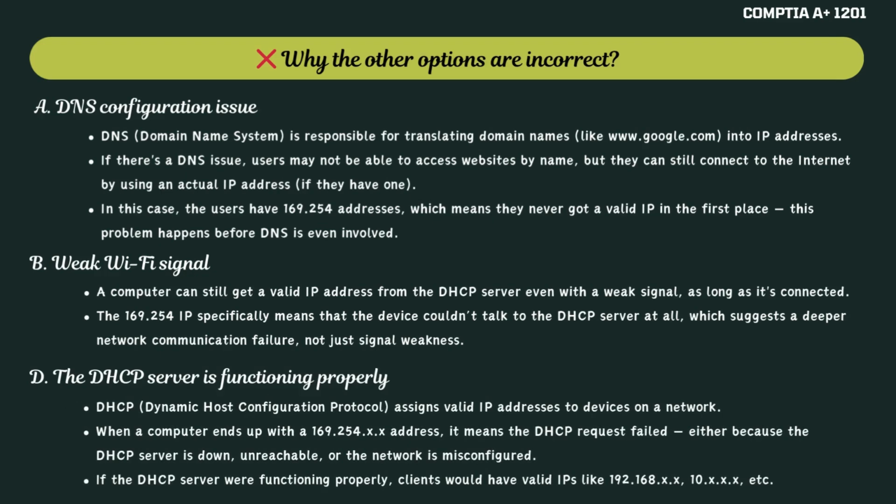D. The DHCP server is functioning properly. DHCP, Dynamic Host Configuration Protocol, assigns valid IP addresses to devices on a network. When a computer ends up with a 169.254.x.x address, it means the DHCP request failed, either because the DHCP server is down, unreachable, or the network is misconfigured. If the DHCP server were functioning properly, clients would have valid IPs like 192.168.x.x, 10.x.x.x, etc.